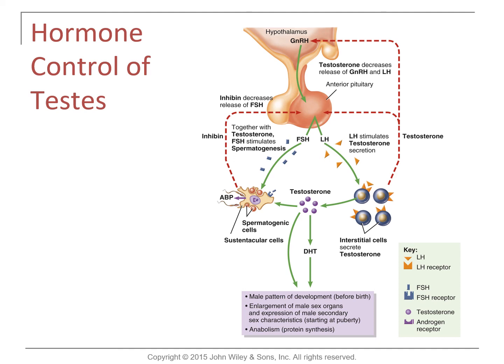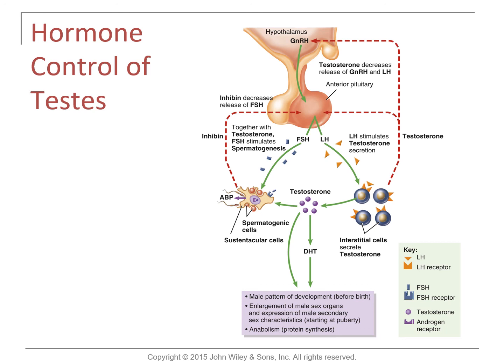Rising levels of testosterone then feed back to the hypothalamus to suppress GnRH, as well as to the anterior pituitary to suppress LH secretion, and in this way, testosterone regulates its own levels through negative feedback. On the left of the diagram, we see that GnRH also stimulates the release of FSH from the anterior pituitary. FSH targets the Sertoli cells, those sustentacular or nurse cells that surround the developing spermatogenic cells.